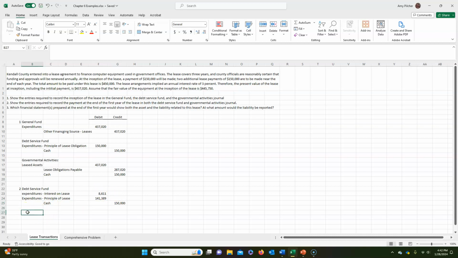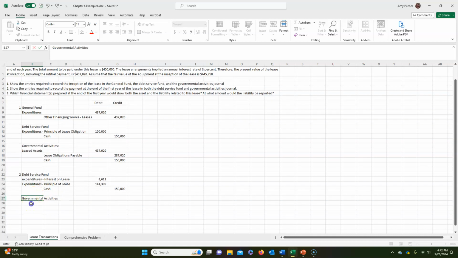In the governmental activities, we have expenses, interest on lease, our lease obligations payable, and we have paid cash. Okay, so remembering that that has a 3% interest.